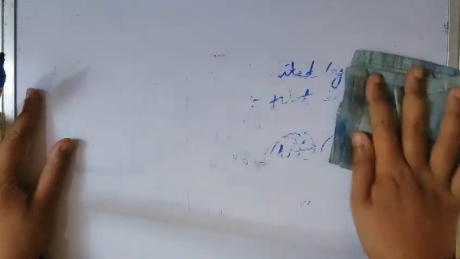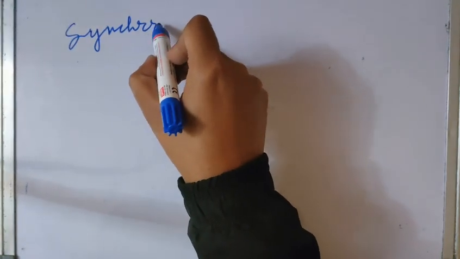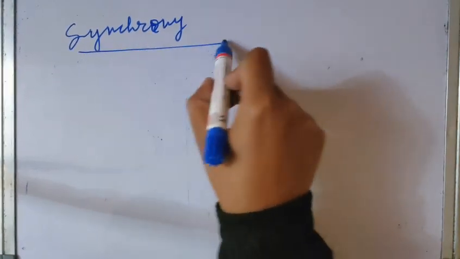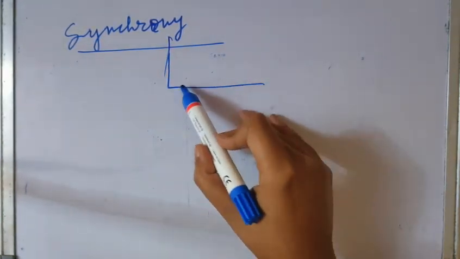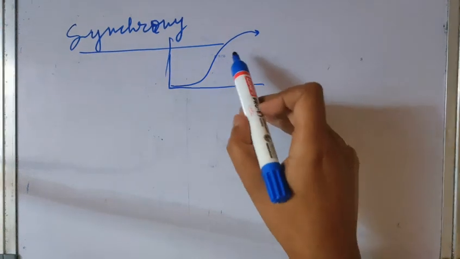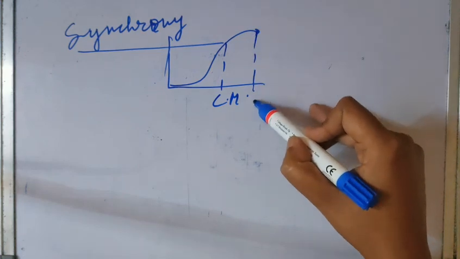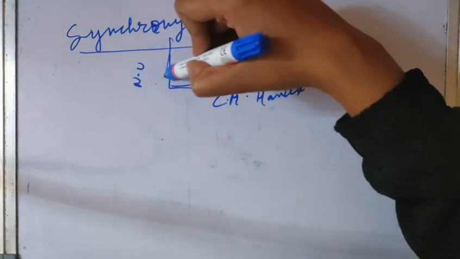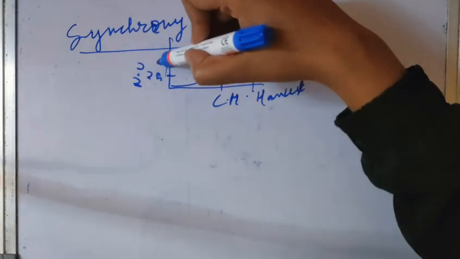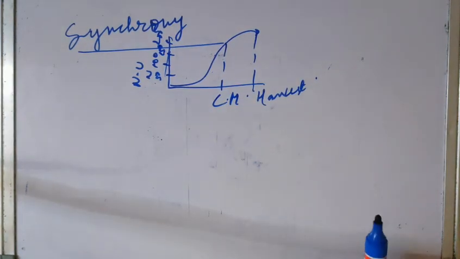Now moving on to the second law, that is synchrony. This is the graph of synchrony. Here it is crop maturity, and let this be harvest, and this is nutrient uptake. Suppose nitrogen 50 kg, 100 kg, 150 kg, 200 kg. Hope you all understand this.